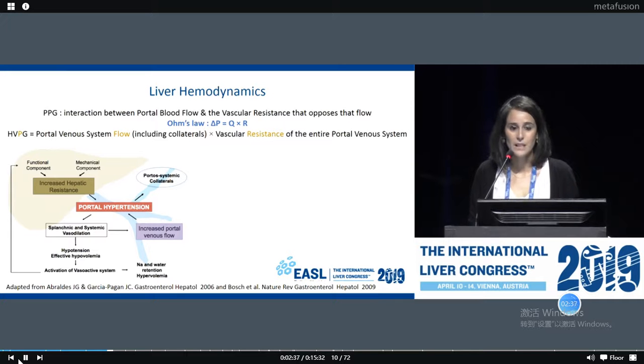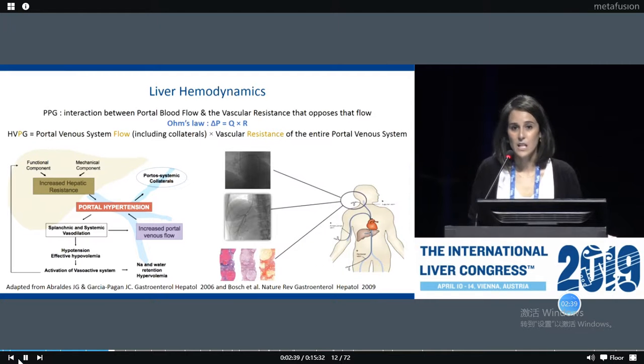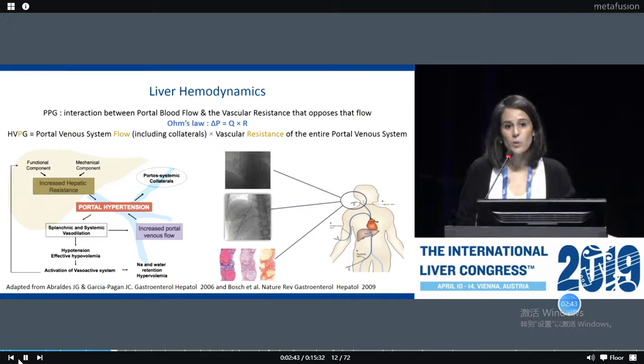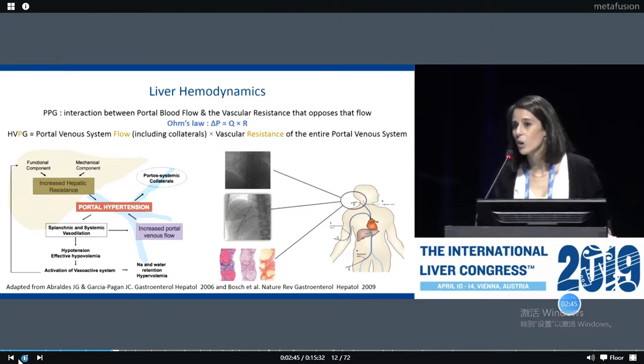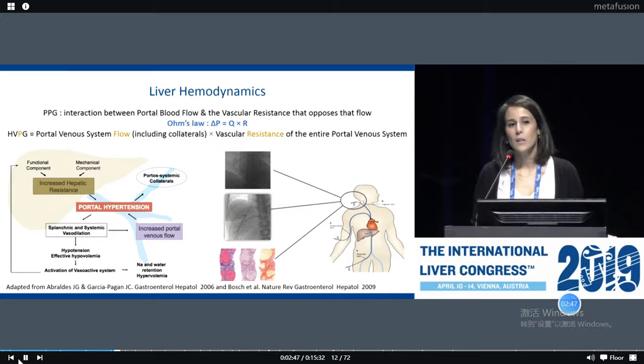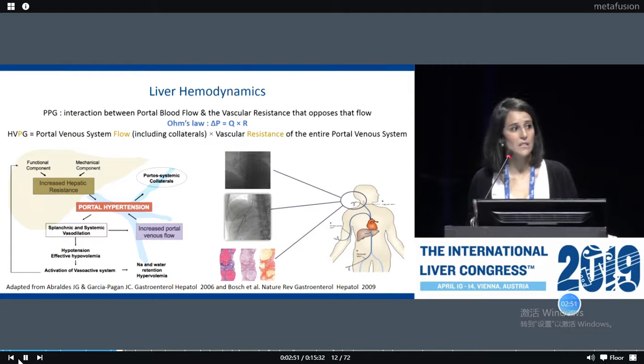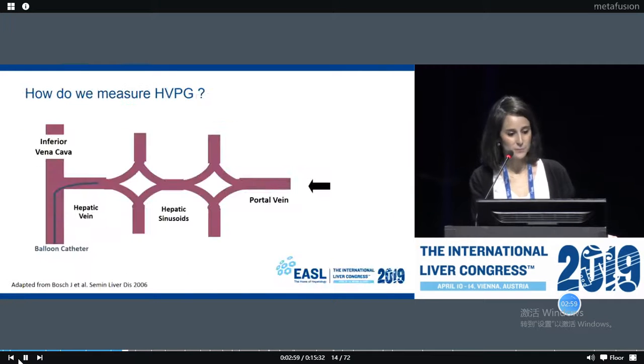So we can do a liver hemodynamic catheterization that can be easily completed with a cardiopulmonary catheterization and a liver biopsy in the same procedure, and we will have a complete evaluation of the patient, the stage of the disease, the presence of hyperdynamic circulation, and also cardiopulmonary complications that may appear with the disease.